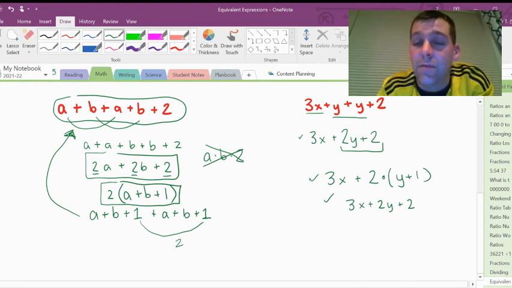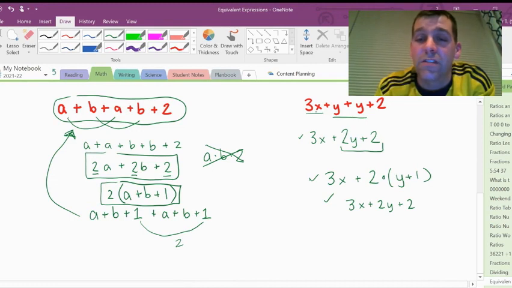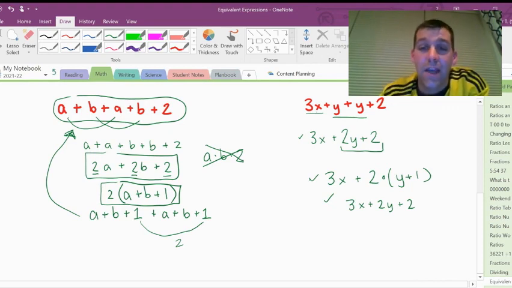Again, I can't combine my 3 and my 2. They're not like terms. This is x, and this has no variable on it. So again, making sure that you're working through to see your like terms. And then modeling with your x's and your y's and however many of them there might be. Good luck today as you work through equivalent expressions.